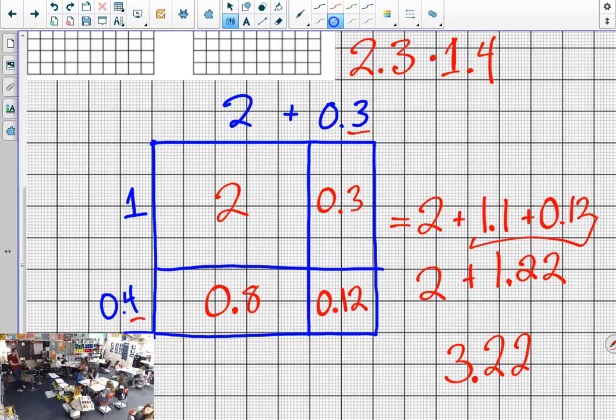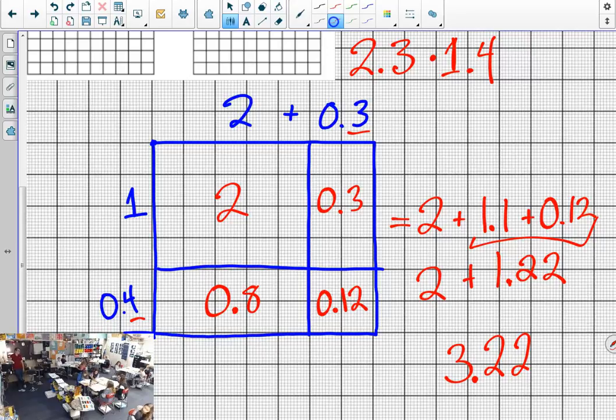Question? Once you get the box filled in, it's just adding them up. So we could do 2.8, then add 0.3, end up at 3.1, add the 0.12, end up at 3.22. However you want to add those up is up to you. Some people want to start with the small numbers, the small portion. Some people start with big. I start with big.